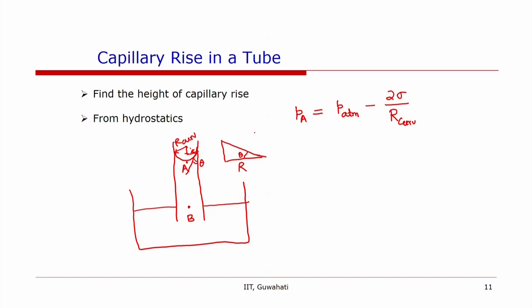This is the radius of curvature, so we have cos theta is equal to r over the radius of curvature. So we can substitute here: PA is equal to P atmosphere minus 2 sigma cos theta over R.